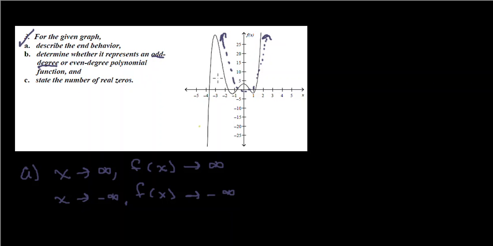State the number of real zeros. Here, let me erase this real quick. Okay. So state the number of real zeros. So we have one real zero here. We have another one over here, another one over here, one over here, and the last one's over here. So we drew 5 circles, so the number of real zeros is 5.